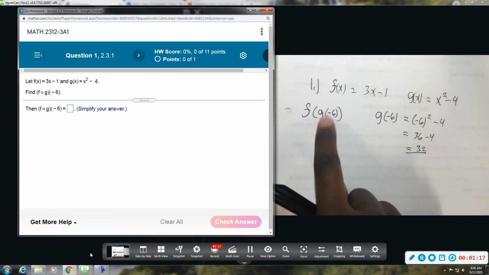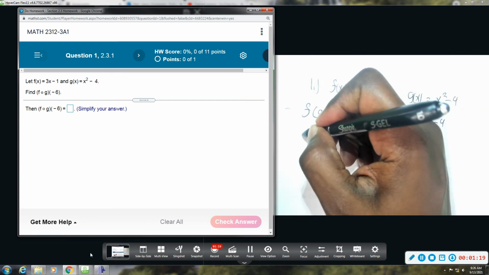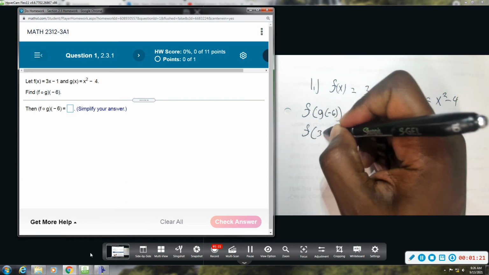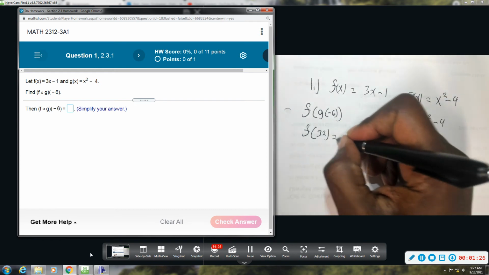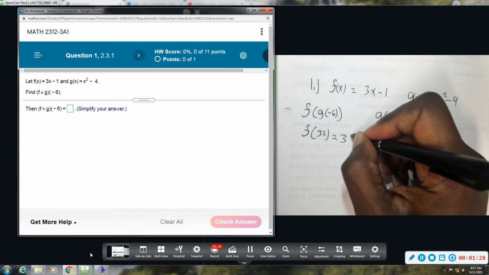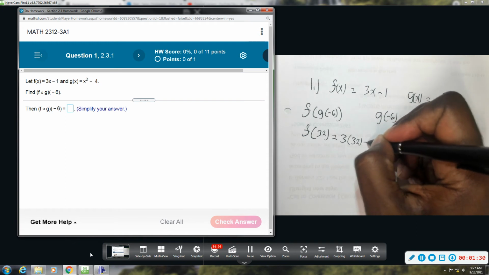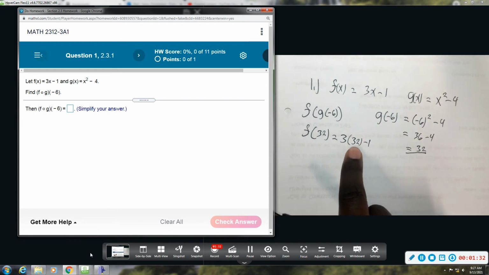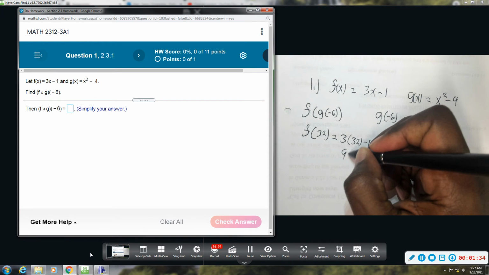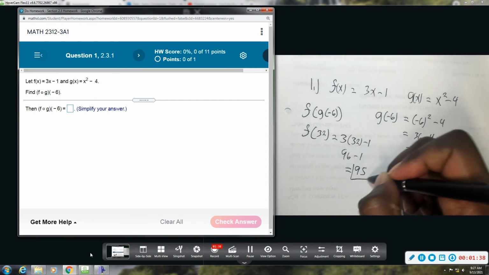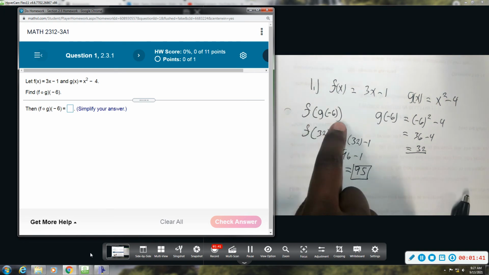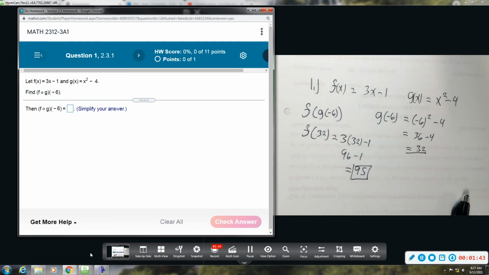So now I'm going to replace this with 32. What I'm looking for now is f of 32. So I'm going to be plugging the 32 here. This gives me 3 times 32 minus 1. 3 times 32 will give me 96 minus 1, and that will give me 95. Okay, so f of g of negative 6 is equal to 95. You plug it into the inside function first, and then you work your way out.